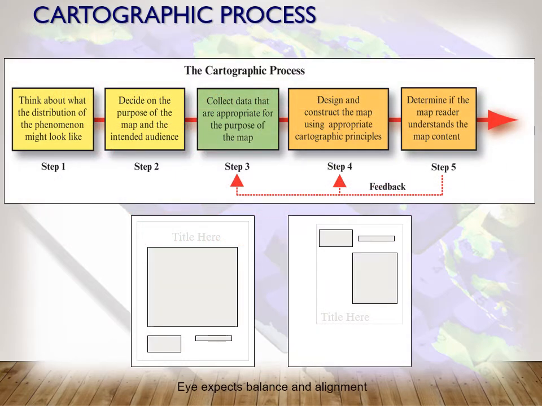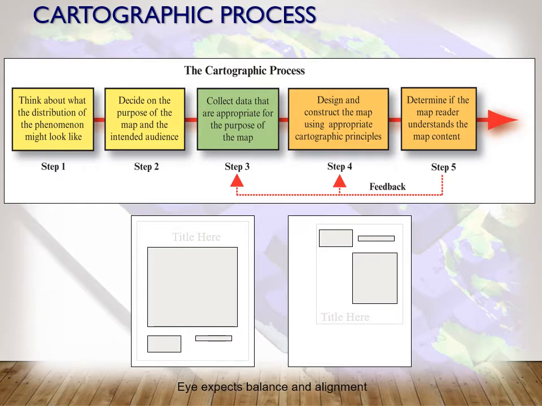So there's a process, and you see the process right in front of you. Step one, think about what the distribution of this phenomenon might look like. How will the data that you use look in a map? Then in step two, you want to decide on what the audience is. What is the purpose or objective of the map? Those are the first two steps. The rest of the steps are iterative. In other words, they go back and forth and it's not necessarily linear.